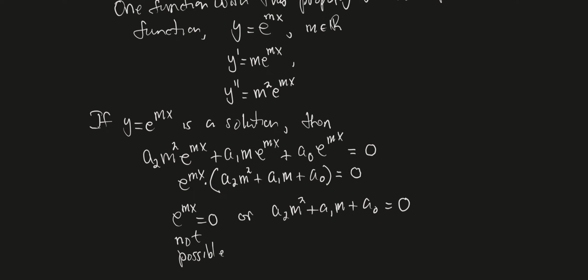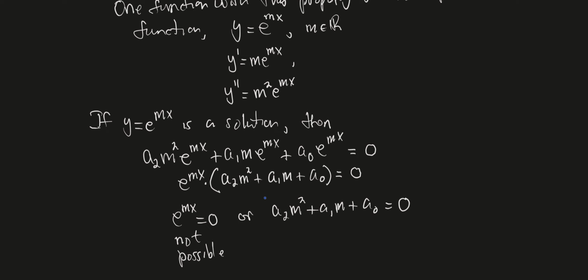Never possible, right? So if we wanted to figure out what the m would have to be in our special solution, then we would have to solve this quadratic equation. And notice what the quadratic equation is. It has the same coefficients that were in the differential equation. It's just that now there are no derivatives in this equation.